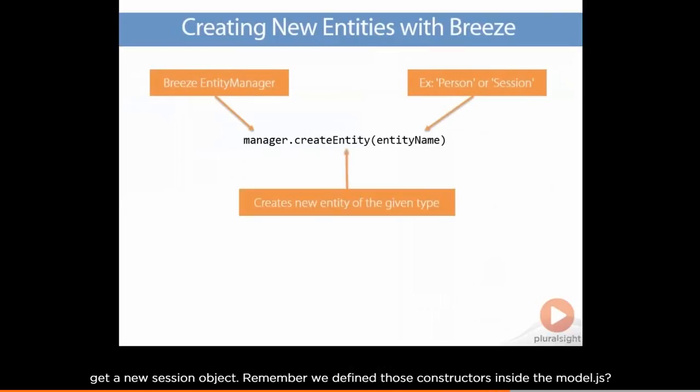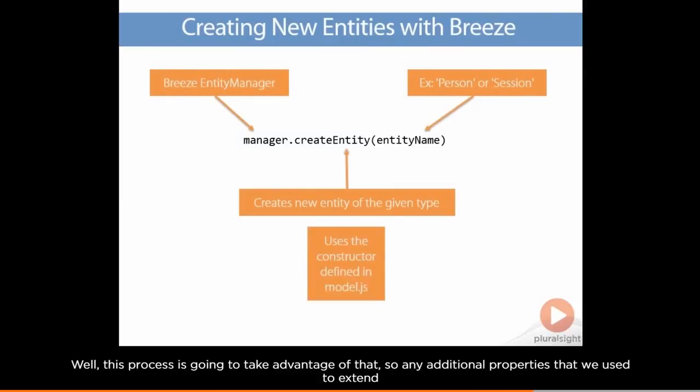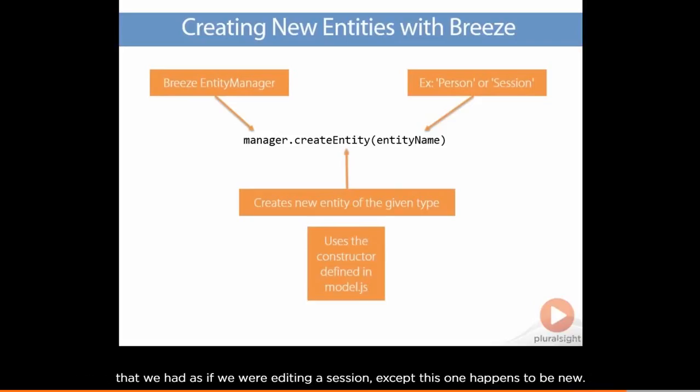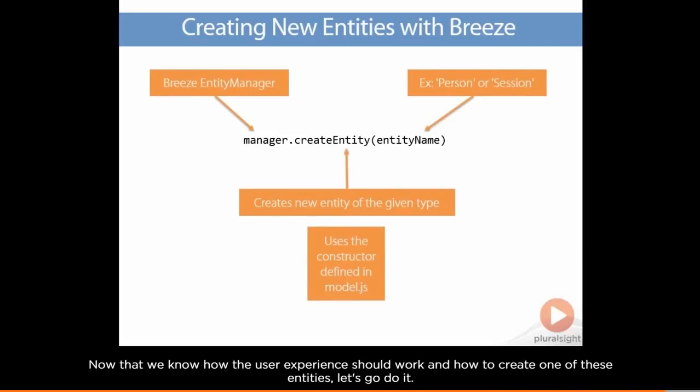And remember we defined those constructors inside the model.js? Well, this process is going to take advantage of that, so any additional properties that we use to extend the model will also get created on the entity. For example, if we had an isSpeaker or the isPartial properties that we created, those will get tacked on as well. In the end, we'll get the same kind of entity that we had as if we were editing a session, except this one happens to be new. So now that we know how the user experience should work and how to create one of these entities, let's go do it.